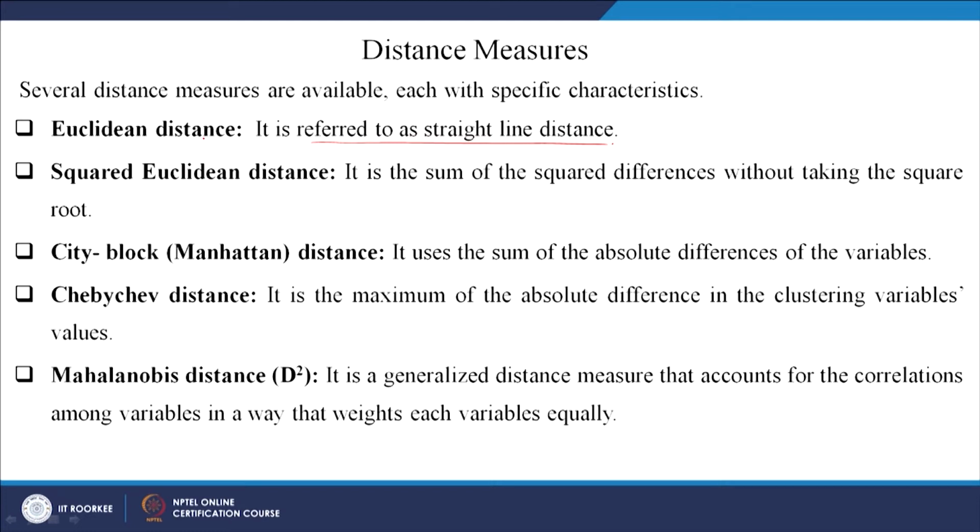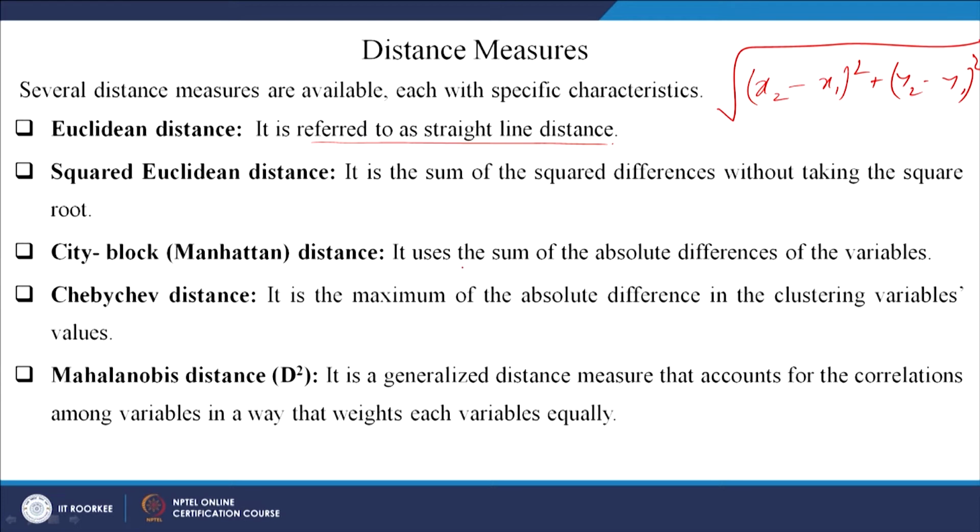There are some distance measures. For example, Euclidean distance, which is the straight line distance. Squared Euclidean distance is the sum of the squared differences, without taking the square root. For example, the equation of a straight line is the square root of (x2 minus x1) squared plus (y2 minus y1) squared. If you just remove the square root, then this is the squared Euclidean distance.